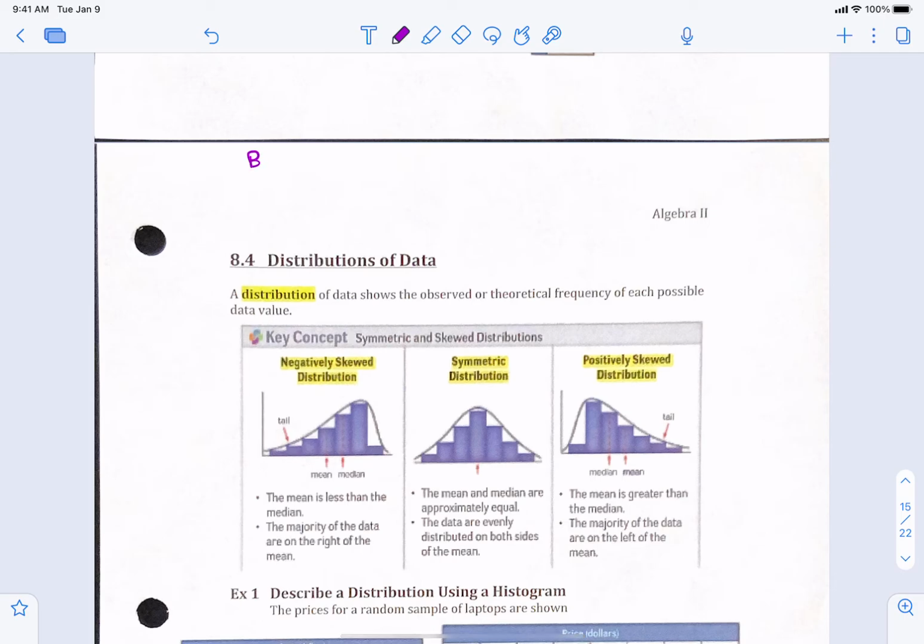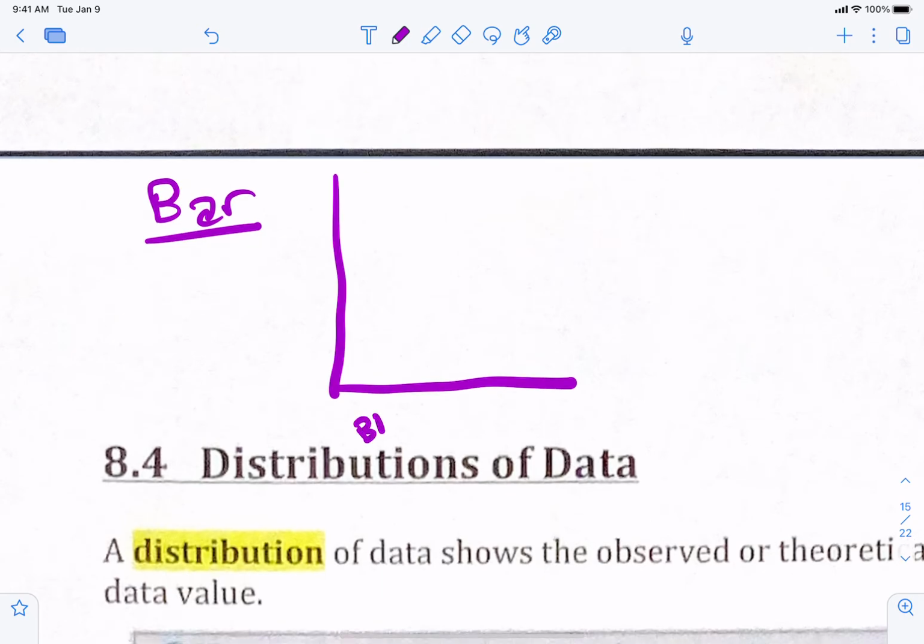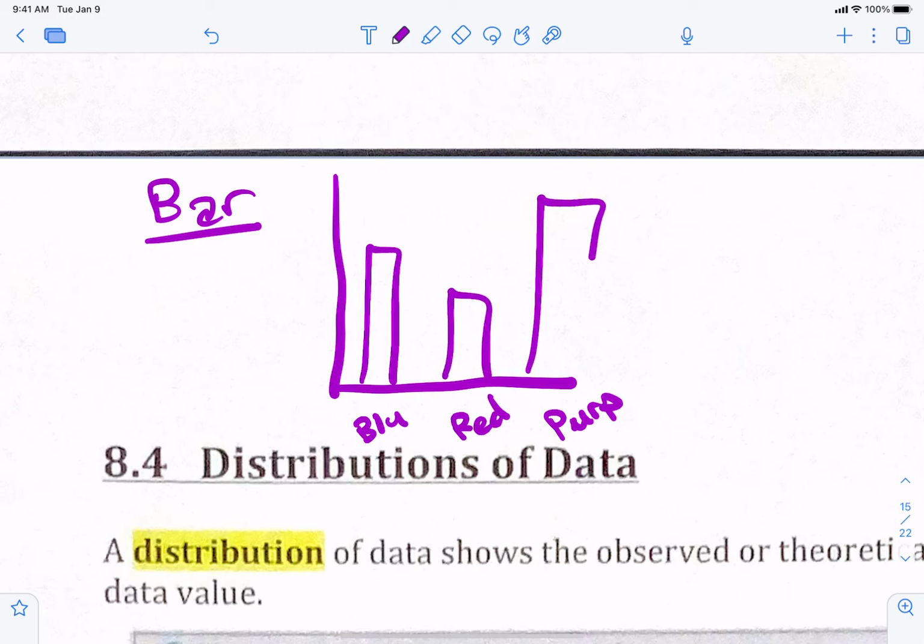This is what a bar graph looks like. You don't have to necessarily put this at the top. I'm just going to show you what the difference is. A bar chart usually deals with categorical data, like maybe your favorite color. So we have blue, we have red, we have purple, and you would list how many people were in each one of those categories. Why is purple bigger than blue and red? We don't care. Blue, purple, red. That is a bar graph.